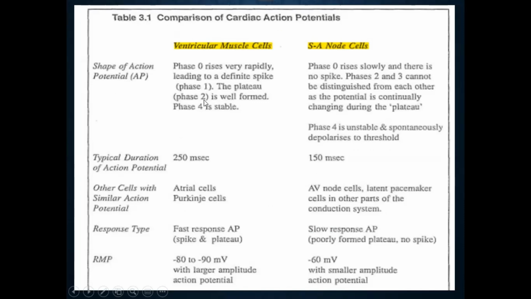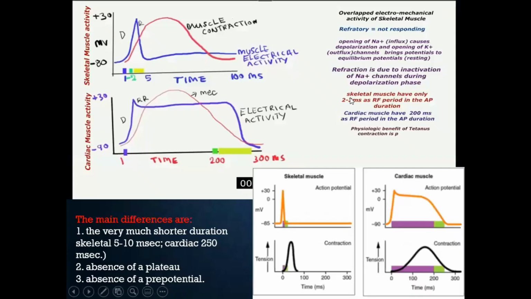Okay, plateau phase 2 is well formed. Phase 2 and phase 3 cannot be distinguished. Here only 0, 3, 4. Here 0, 1, 2, 3, 4. Okay, sorry, here 0, 3, 4. Here 0, 1, 2, 3, 4. Okay, so these are all okay.